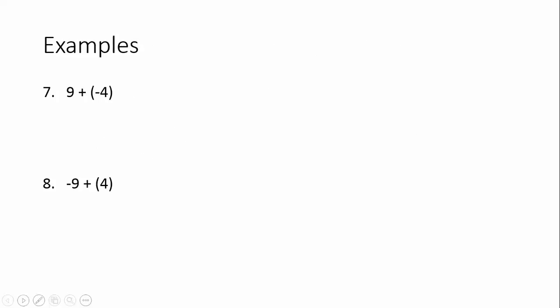So some examples, 7 and 8. These problems actually look very similar, both 9s and 4s, except we're just alternating or switching the positive and the negative. So we'll start with number 7. We have a positive 9 and a negative 4. So in our head, we're going to subtract 9 or 4 from 9. So 9 minus 4 in our head is 5.